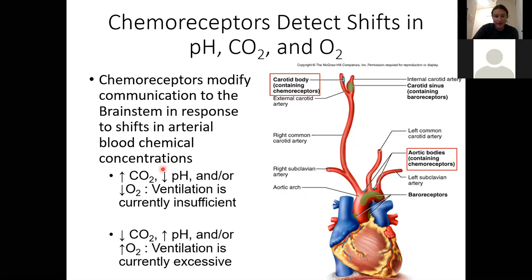So essentially, if any of these conditions are met, what that means is that ventilation must be insufficient now, right? CO2 is building up in our blood. Therefore, we need to get rid of it. We need to breathe faster. The pH is going down, right? So that must mean that we're not exhaling enough CO2, and so our pH is reducing. Okay. On the other hand, if CO2 has decreased or pH has increased, ventilation must be too much right now. We must be breathing too fast. So it's time to slow that breathing back down.